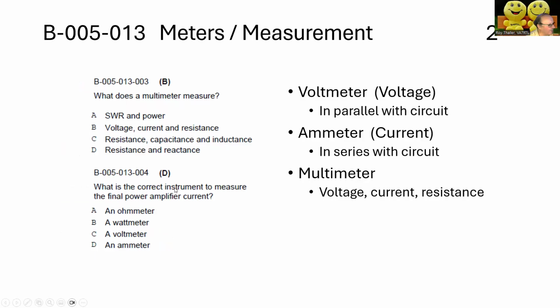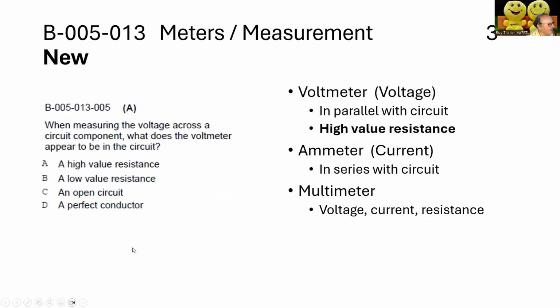What is the correct instrument to measure the final power amplifier current? So in this case, you are measuring current, so you would use an ammeter. So D would be the correct answer. Here's a new question. When measuring the voltage across a circuit component, what does the voltmeter appear to be in a circuit? So you want the voltmeter to be a high resistance value, so it doesn't load the circuit. So A is the correct answer.